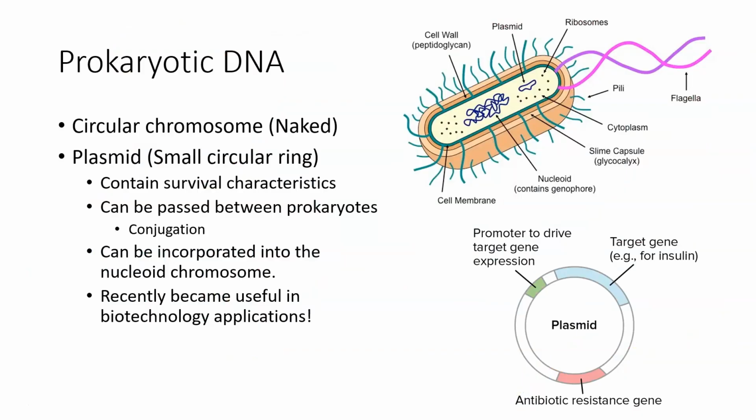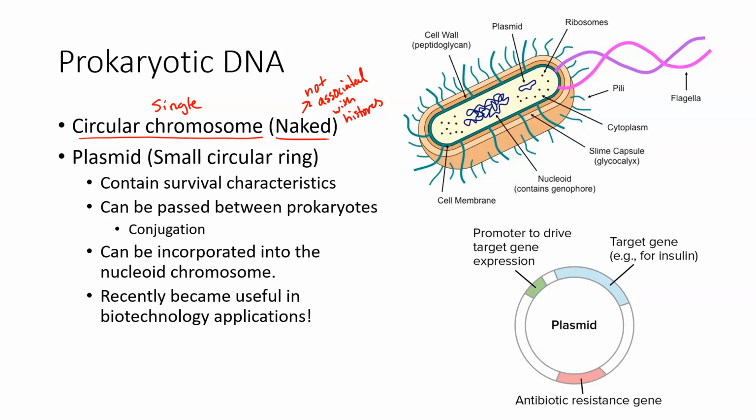So, let's wrap up what we just talked about in word form. Prokaryotic DNA is kept within a single circular chromosome. It is naked, not associated with histones.